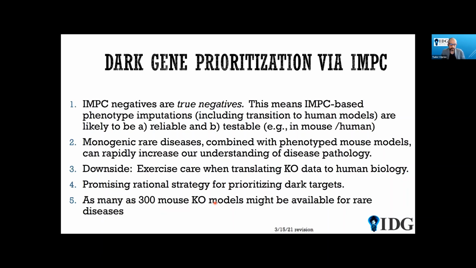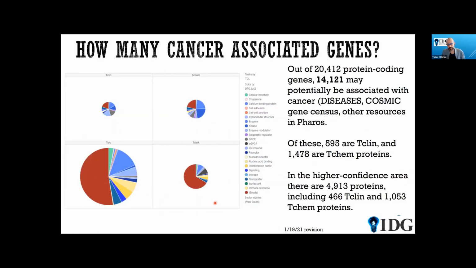So in the last vignette, I'm going to switch gears quickly to cancer. A lot of literature is dedicated to the subject, how many proteins are associated with cancer. The answer is perhaps as much as 2/3 of the human proteome in the primary literature has been associated one way or another with cancer. And out of these 14,000 proteins, almost all of TCLIN are included, and almost all of TChem are also included percentage-wise. But then the question is how many of these are really important in cancer?